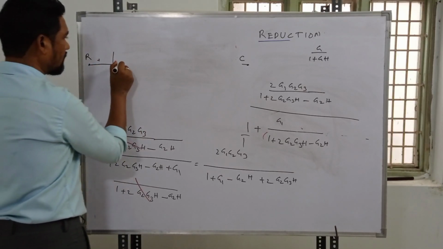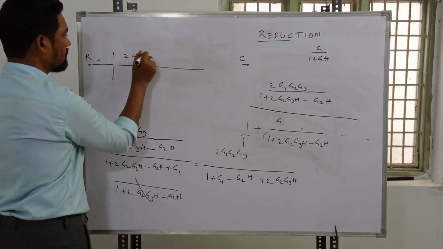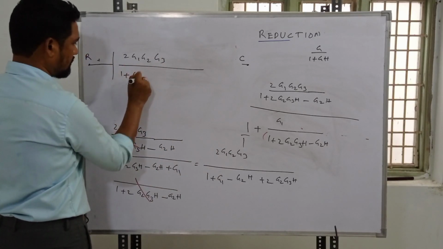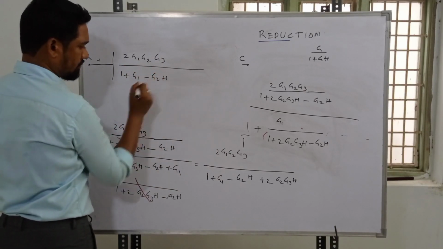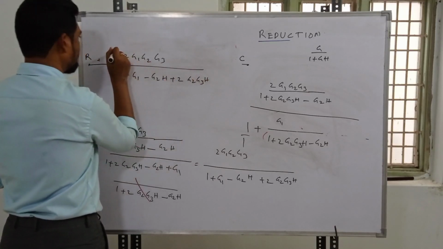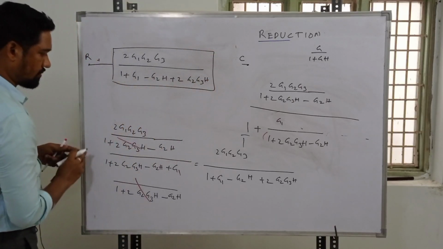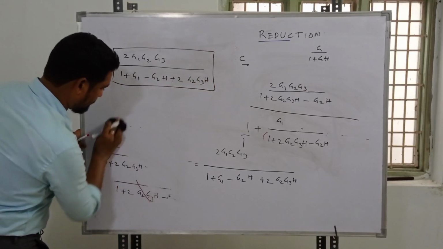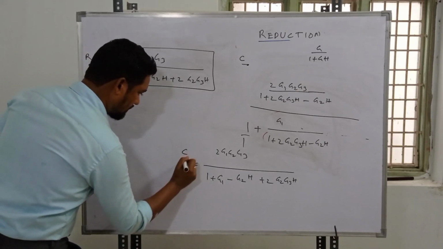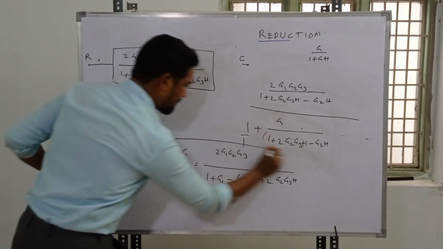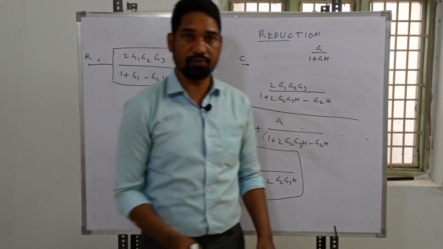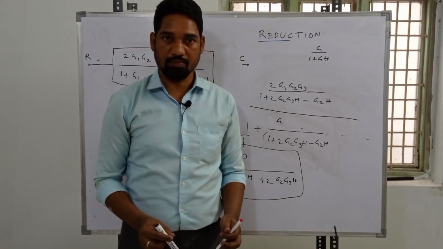What is the transmittance of this block? This one, 2 G1 G2 G3 over 1 plus G1 minus G2 into H plus 2 times G2 G3 into H. So guys, I cannot rewrite that again. Now the transfer function which we are in search of is C by R is equal to this. This will be the transfer function of the given block diagram, obtained by making use of the block diagram reduction technique.